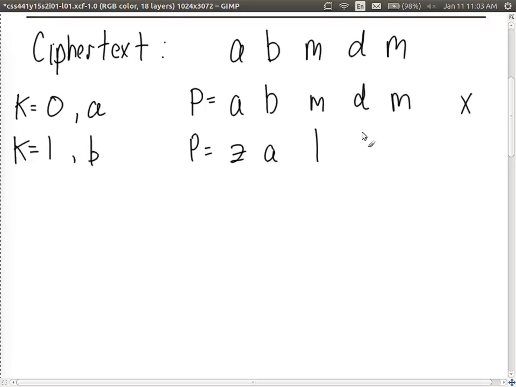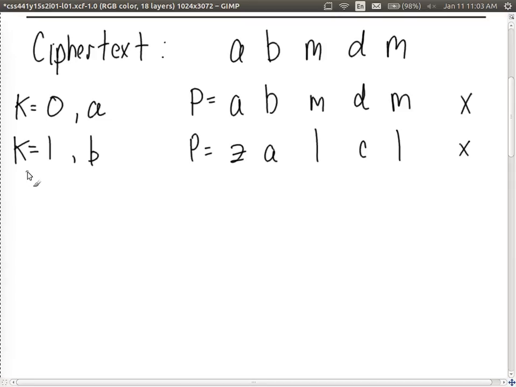L, C, L. So I tried this key as the attacker and I get this plain text. Does it make sense? No, it doesn't look obvious to me. So I try another key. And we keep going. How many keys can I try in the worst case?